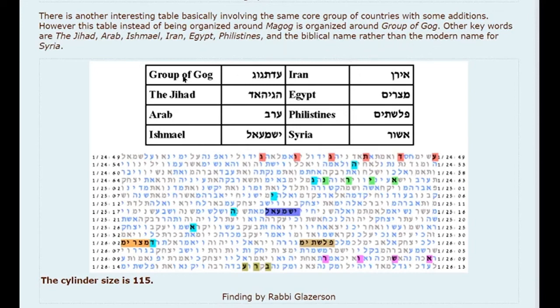So I see a group of Gog, very interesting. Gog, who are those? Jihad, the Arabs, Ishmael, Iran, Egypt, Palestinians, Syria. So this is a table that I found. You can see the words definitely here. All of them one can see. And here is that Gog, the group of Gog. You have Iran, and you have the Jihad, Egypt, Palestinians, Syria, the Arabs.